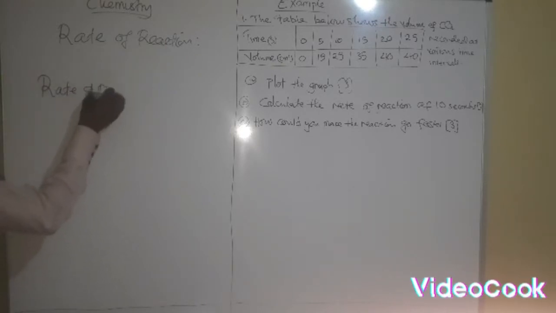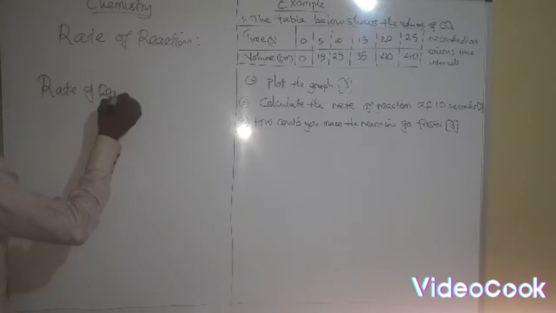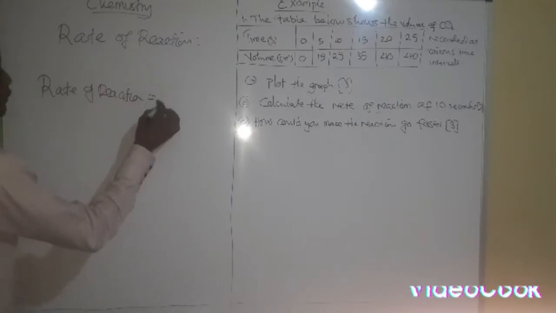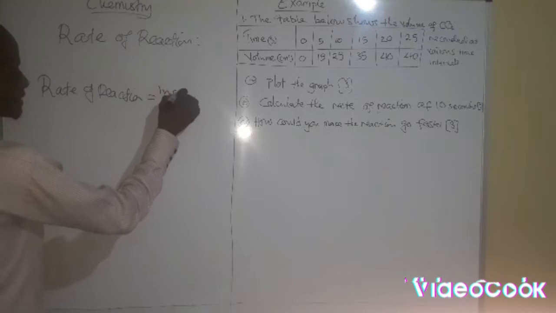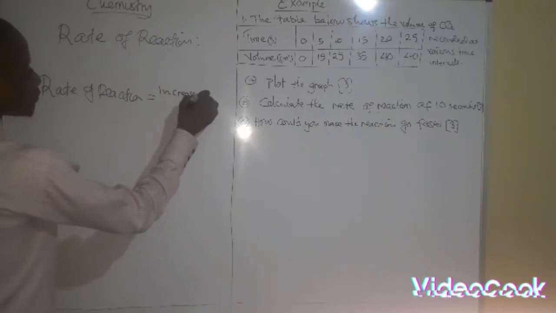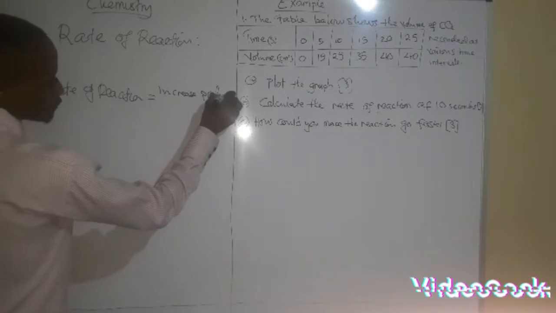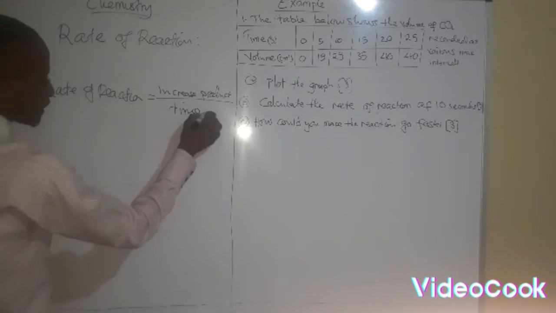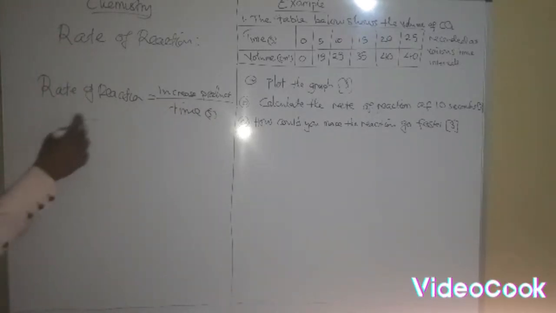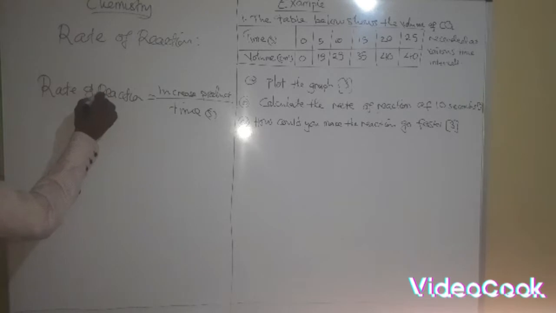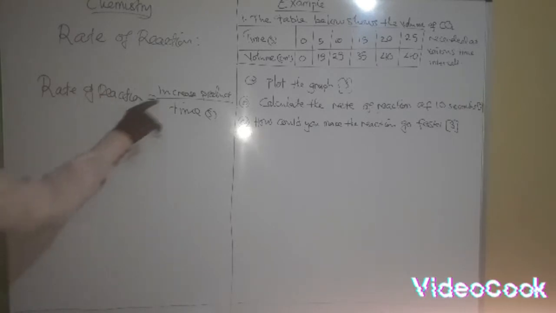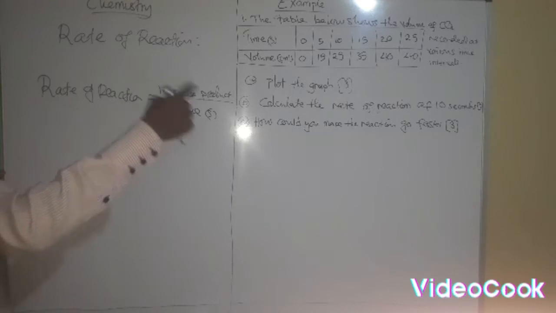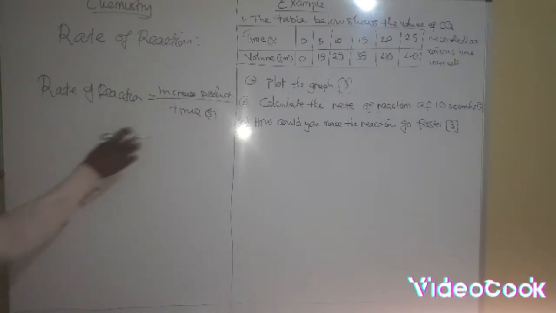rate of reaction is equals to increase in product over the time interval or the time taken, time usually in second. Now the product could be volume, it could be concentration, it could be mass, it could be anything. So now when talking about the rate of reaction in terms of product, the product increases as the reaction is taking place over the time taken there.